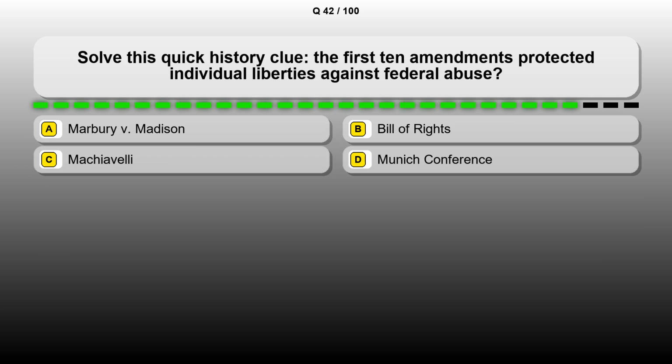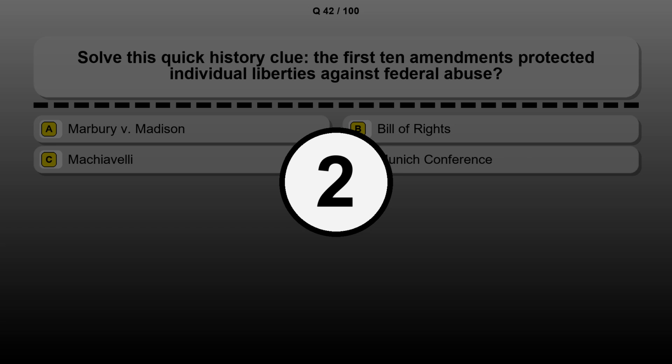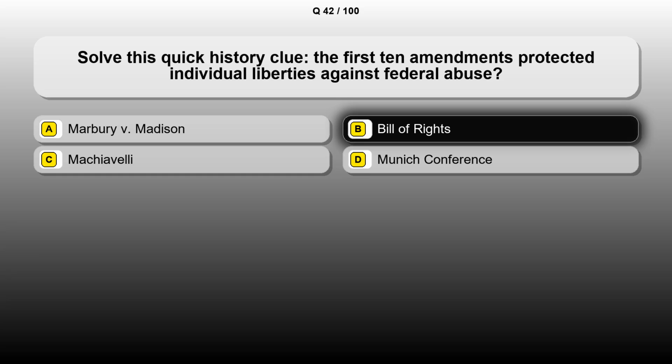Question 42. Solve this quick history clue. The first 10 amendments protected individual liberties against federal abuse. Option A, Marbury v. Madison. Option B, Bill of Rights. Option C, Machiavelli. Option D, Munich Conference. The correct answer is option B, Bill of Rights.